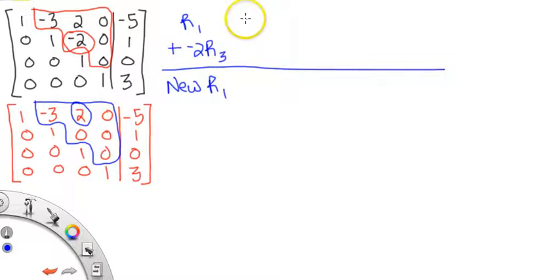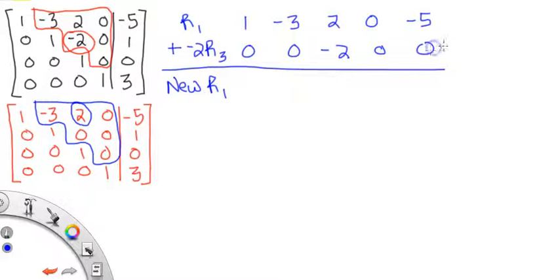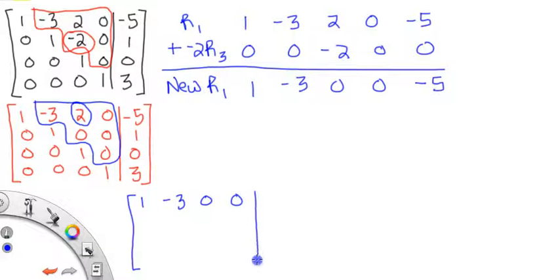Okay, so we've got our row 1: 1, negative 3, 2, 0, negative 5, and then negative 2 times row 3: 0, 0, negative 2, 0, and 0. That gives us 1, negative 3, 0, 0, and negative 5. So now I'm going to rewrite the system with my new row 1, 1, negative 3, 0, 0, and negative 5. And then the other three rows will stay the same.